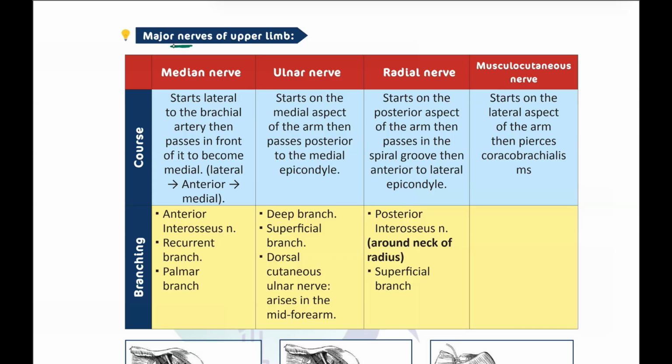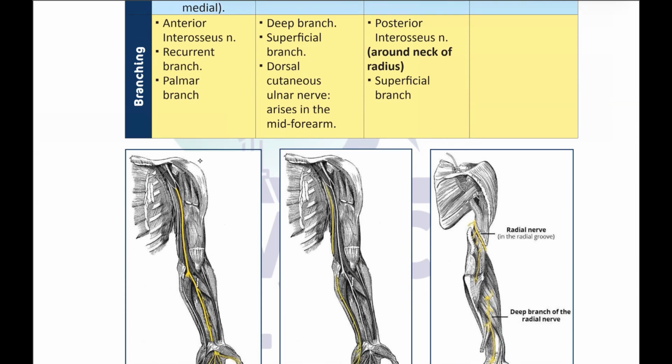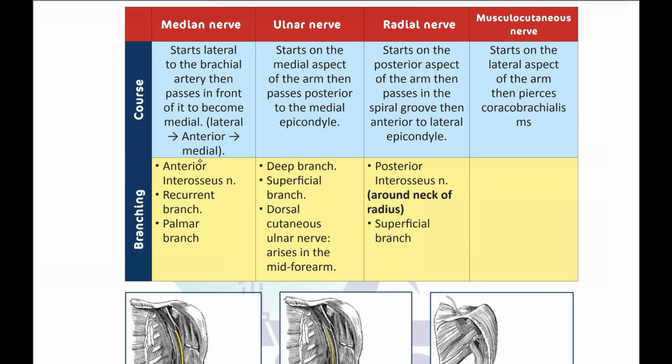So we have the median nerve. The median nerve has a very important relationship to the brachial artery: it starts lateral to the brachial artery, then passes in front, and then becomes medial. So LAM is the mnemonic for the relationship of the median nerve with respect to the brachial artery. The median nerve supplies all the flexors of the forearm except the medial half of the flexor digitorum profundus and flexor carpi ulnaris, because those are supplied by the ulnar nerve.